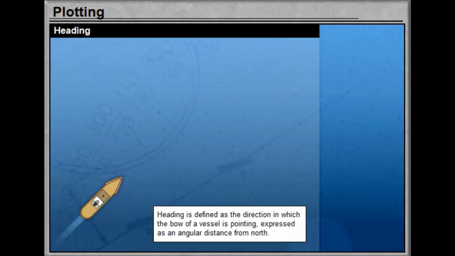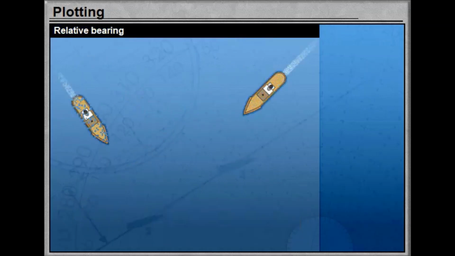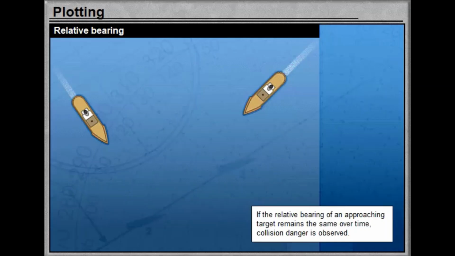Heading is defined as the direction in which the bow of a vessel is pointing, expressed as an angular distance from north. A relative bearing is a bearing taken with one's own ship's longitudinal axis as a reference. If the relative bearing of an approaching target remains the same over time, collision danger is observed.